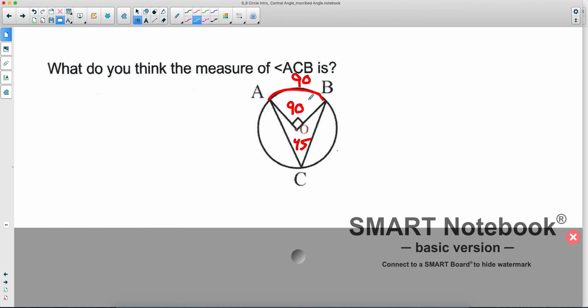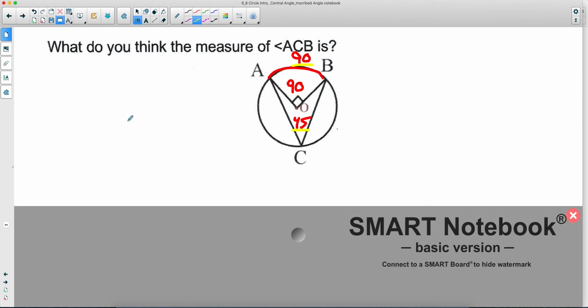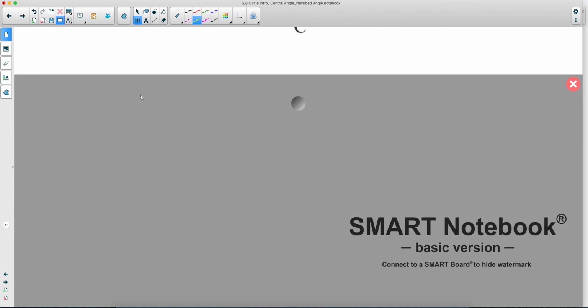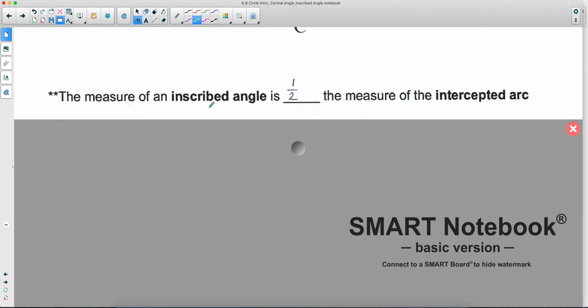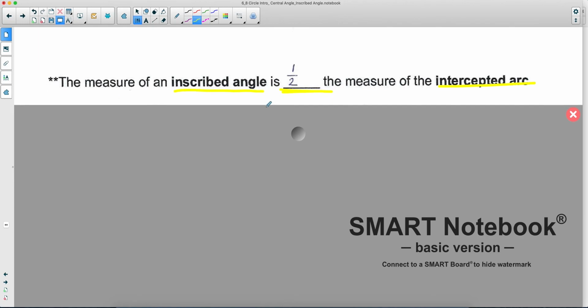Now, we have a relationship. This is 90, this is 45. The angle is half of the arc that it intercepts. The angle is also half of the central angle that it intercepts as well. All right, so when we're dealing with inscribed angles, the measure of an inscribed angle is half the measure of the arc it intercepts, whereas the central angle is equal to the arc, and the inscribed angle is half of it.